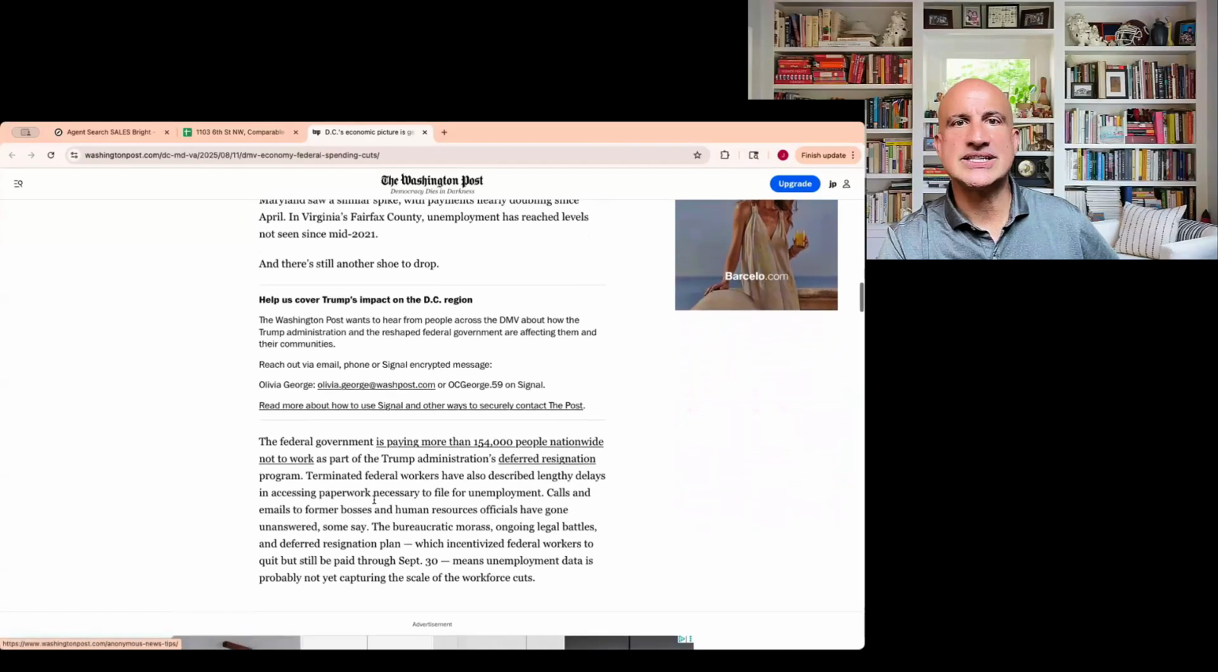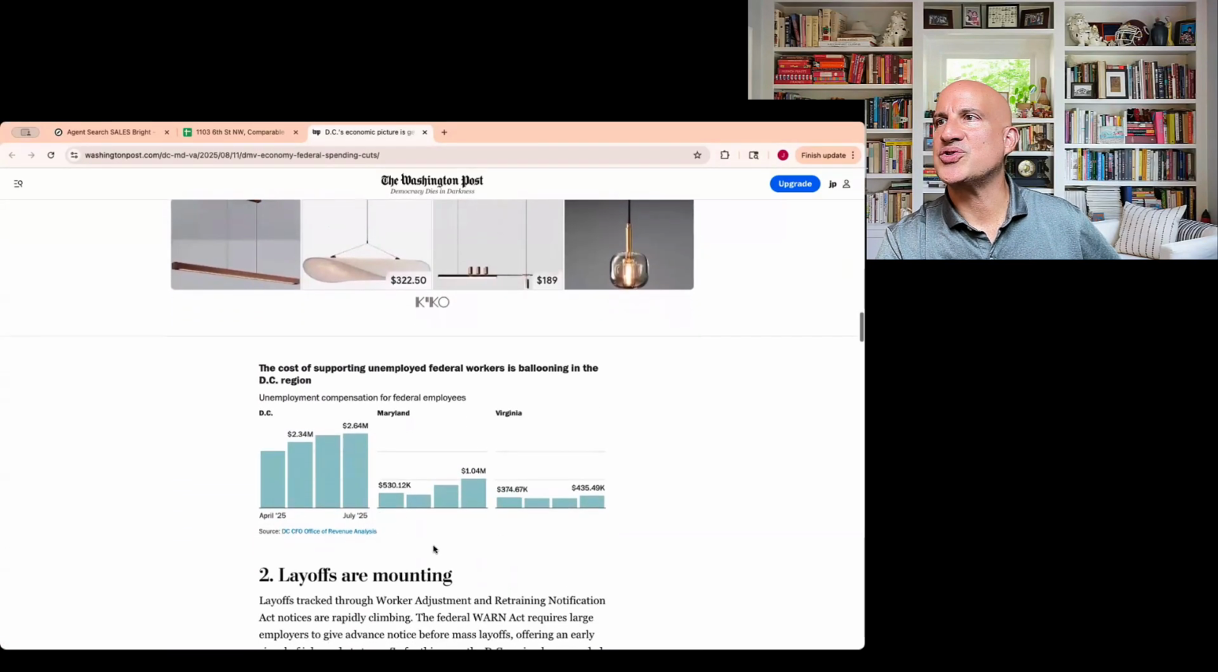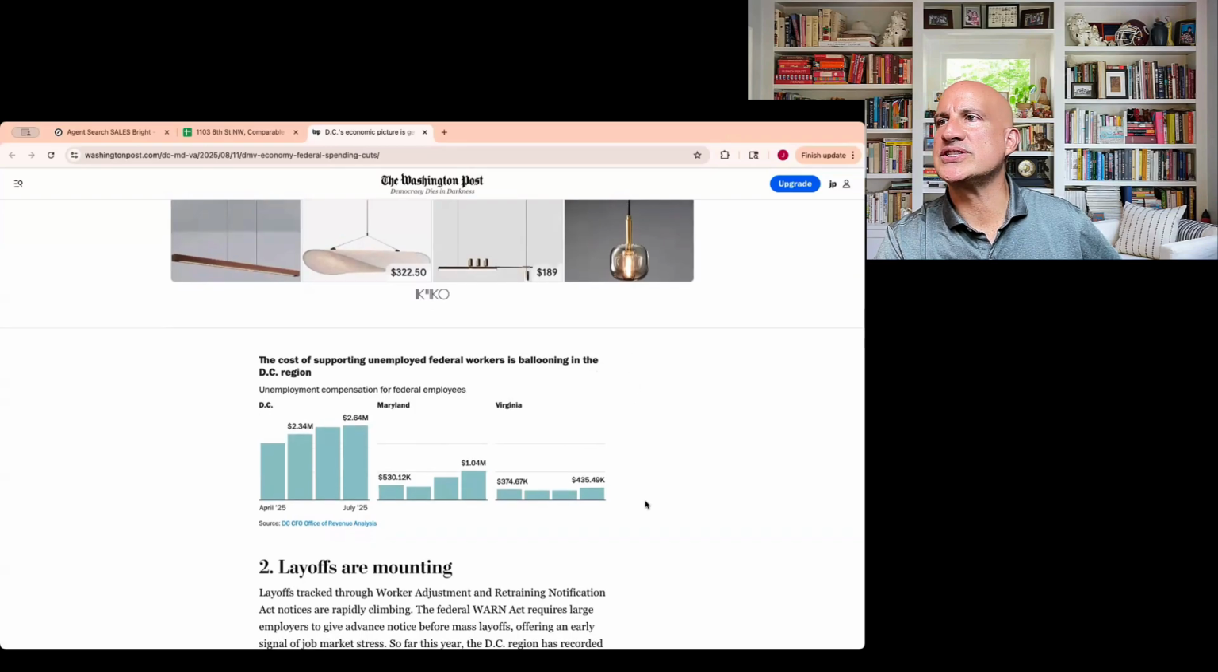And if you disagree, obviously, or have a different opinion, just share. But it didn't strike me as particularly significant. This was the cost of supporting unemployed federal workers. I don't know what this does; it's interesting from a government perspective. I don't know that this really affects us a whole lot.